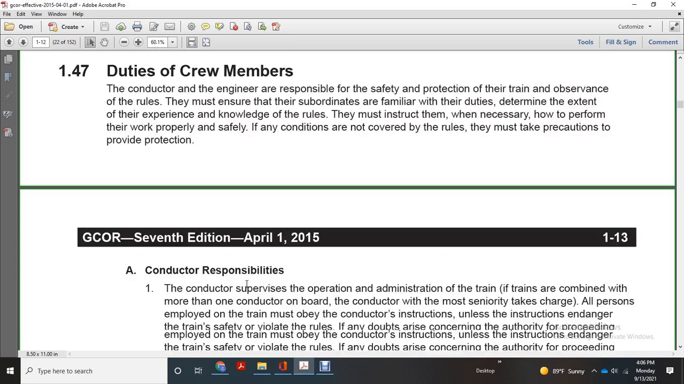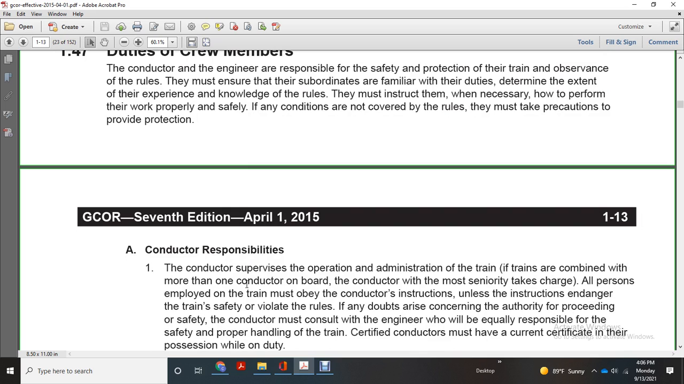A conductor is responsible for supervising the operation and administration of the train. When there is more than one conductor on board, the conductor with the most seniority takes charge. All persons employed on the train must abide by the conductor's instructions. If an instruction endangers the safety of the train, violates a rule, or raises doubt, the conductor must consult with the engineer. They will be equally responsible for the safety and proper handling of the train.